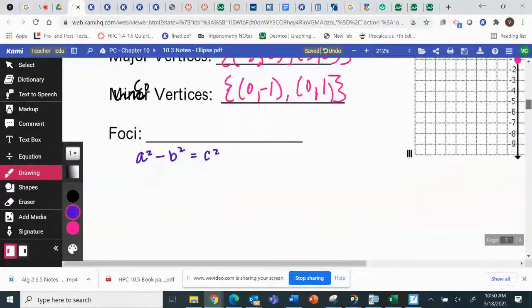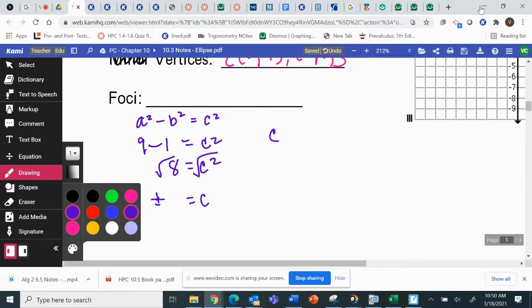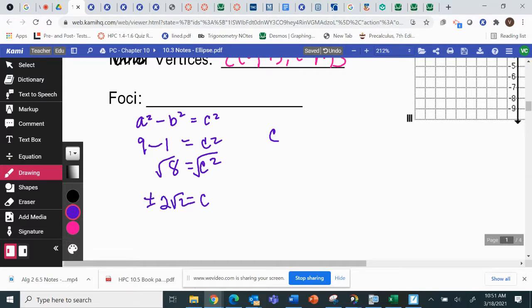So I'm going to do 9 minus 1. So I get 8 is c squared. Now we have to solve for c. So I will square root both sides, and it will be a positive answer. Actually, it's going to be plus minus, but you don't necessarily have to write it right now. If the square root of 8 can be simplified, it has to be simplified or you will lose points. So can the square root of 8 be simplified? Yeah, it's going to be 2 radical 2. So that's my c value.